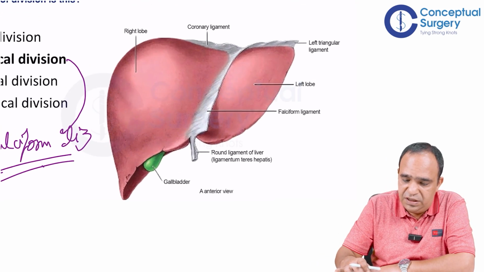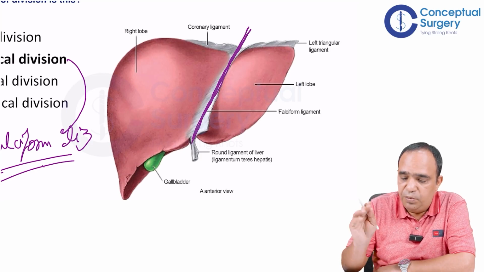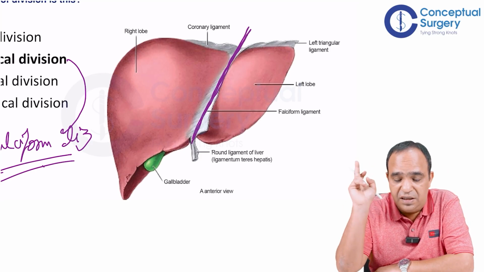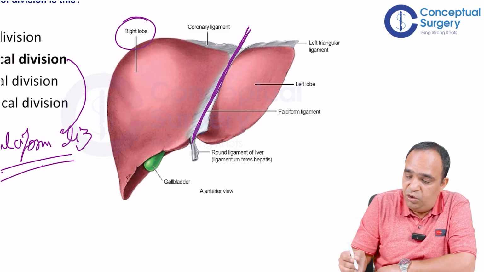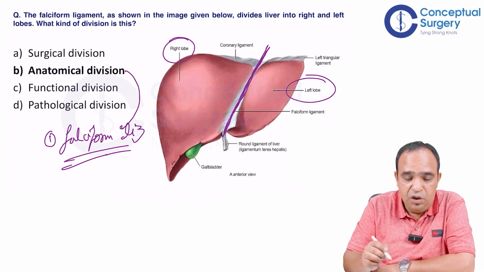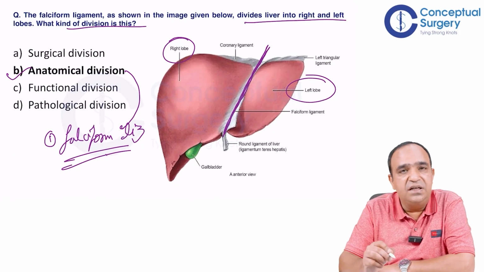So if you see the liver, that's the falciform ligament. The falciform ligament forms the anatomical division of the liver. It's not surgical. Anatomical division: right lobe and the left lobe, right? So this is the anatomical division.